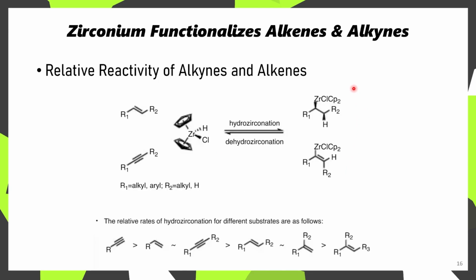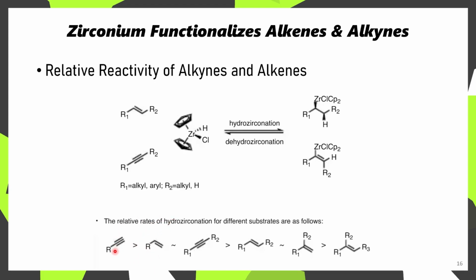Next, we'll be discussing hydrozirconation. First, I wanted to mention the relative reactivity. So this is a derivative of Schwartz reagent, which has two chlorides. Via a partial reduction, you're able to do hydrozirconation of alkenes and alkynes. The relative rates of hydrozirconation are shown here.